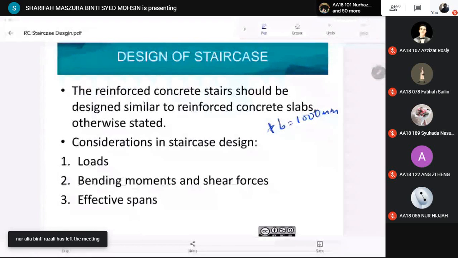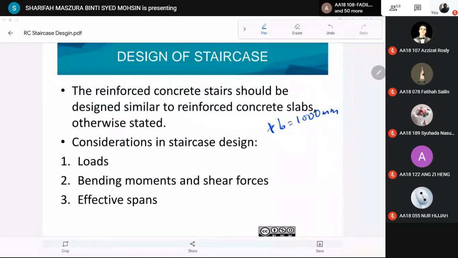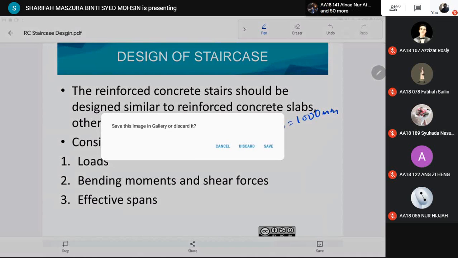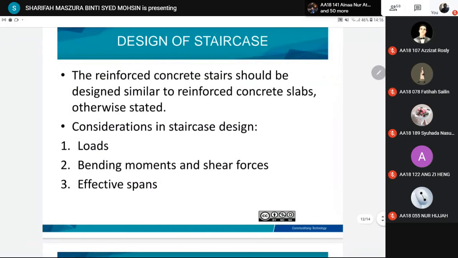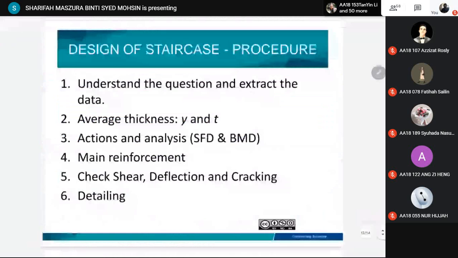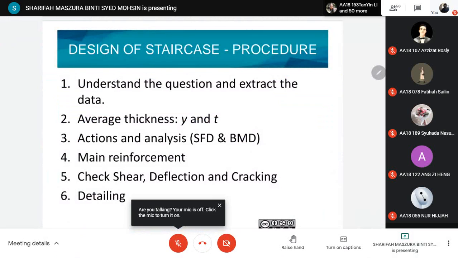So in our design, we will calculate the loading action, and then we're going to determine the bending moment and shear force. We have an equation for this, and then the effective span based on the layout view of the staircase. It is important for you to view the plan view or elevation view of the staircase so that it can help you in terms of design.